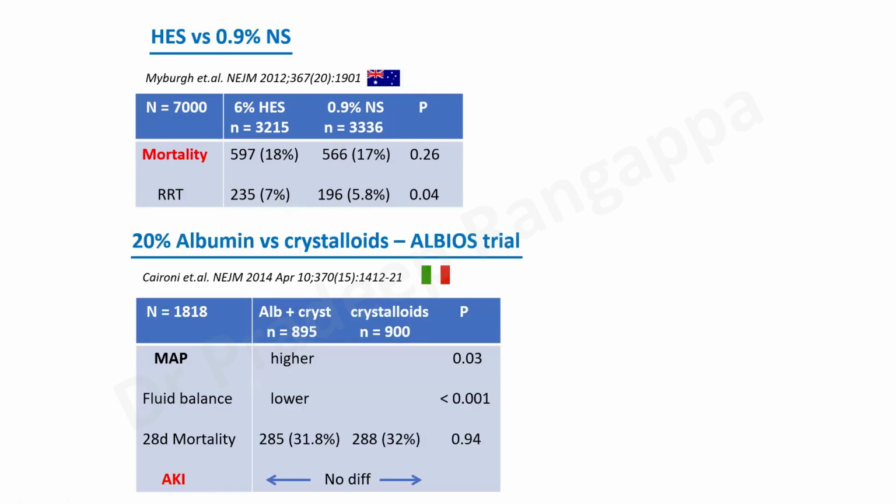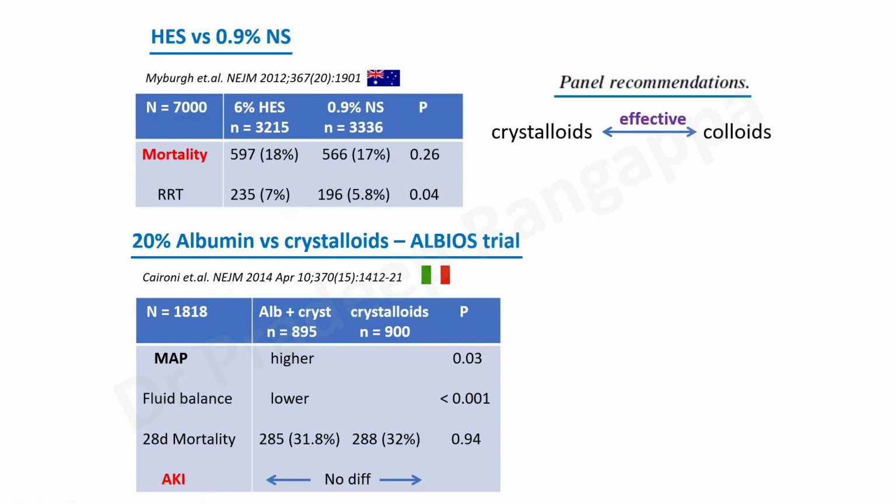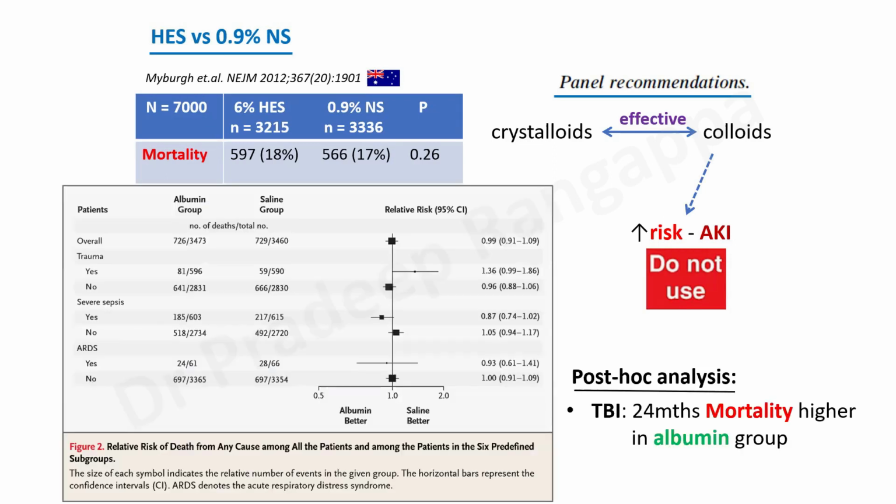And this was the ALBIOS trial, which came in 2014, again comparing albumin with crystalloids. Even here, you see the patients who received albumin, the MAP was found to be higher and the need for fluid was lower, but there was no difference with regards to 28-day mortality or AKI. But our current understanding is crystalloids are as effective as colloids from all the studies done, but studies have repeatedly shown there is an increased risk of AKI with colloids, and colloids are not to be used in ICU because of the increased risk of AKI.